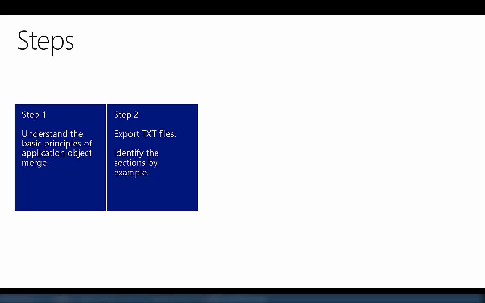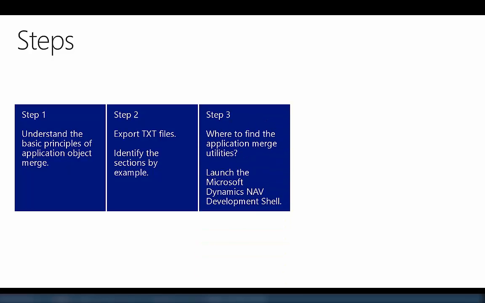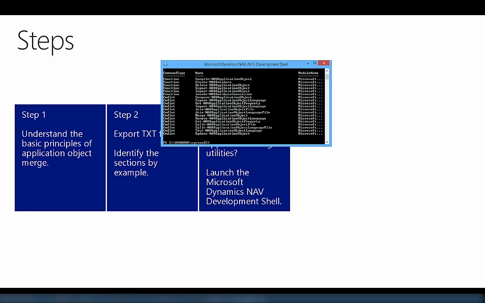So if I return to my slides, I can jump to the next one. Where to find it? So the place to find these is the development shell, newly introduced in Microsoft Dynamics NAV 2015. The development shell is a standard PowerShell shell that looks like this.